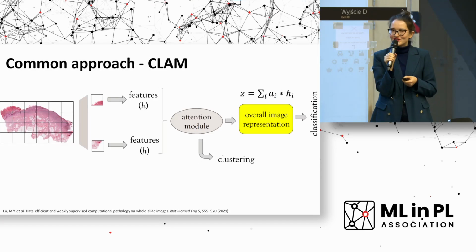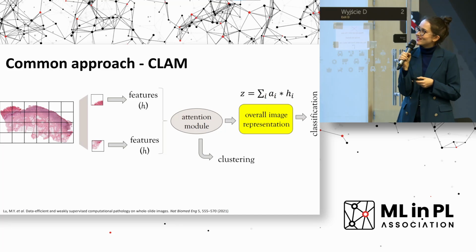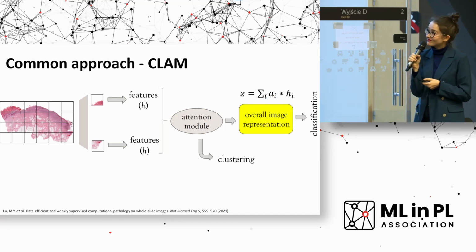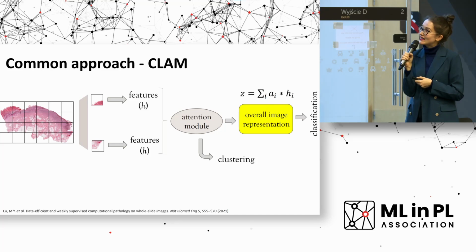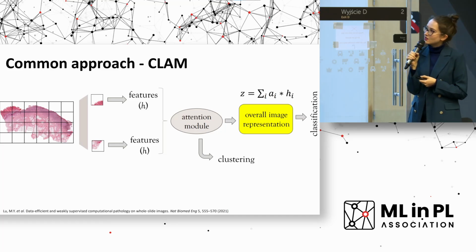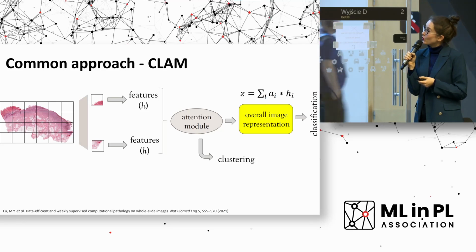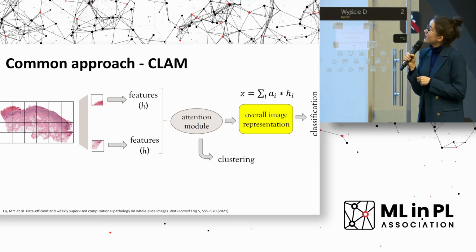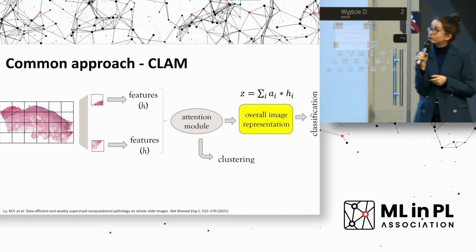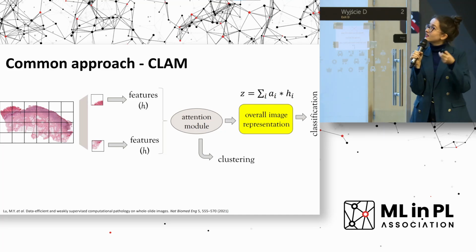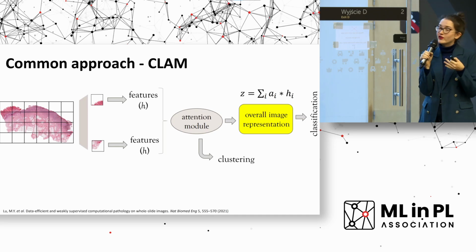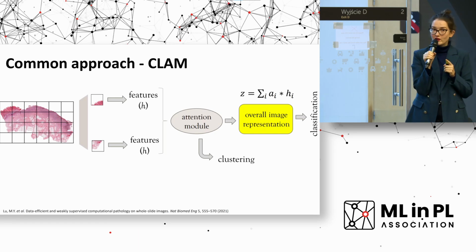Okay, but what is important for the talk is that there are already some solutions to this problem, and one of the most common approaches is called CLAM. It was introduced in 2021. How it works: we have our big image, and first we cut it into patches. Then each patch is an input to the feature extractor, and as a consequence, we get a set of feature vectors. Later on, we have to remember that we have just one global label, so we cannot do classification per each patch.